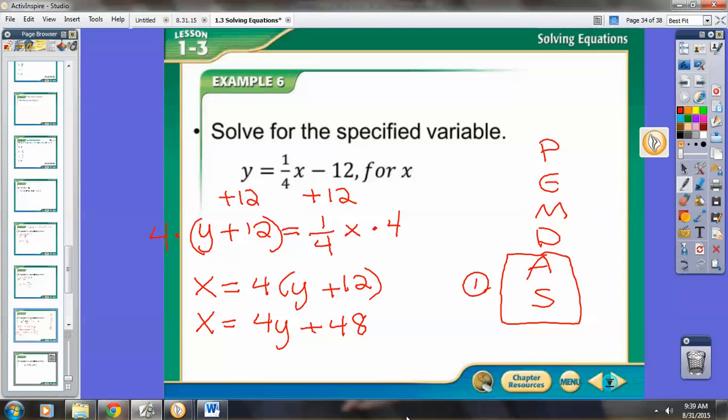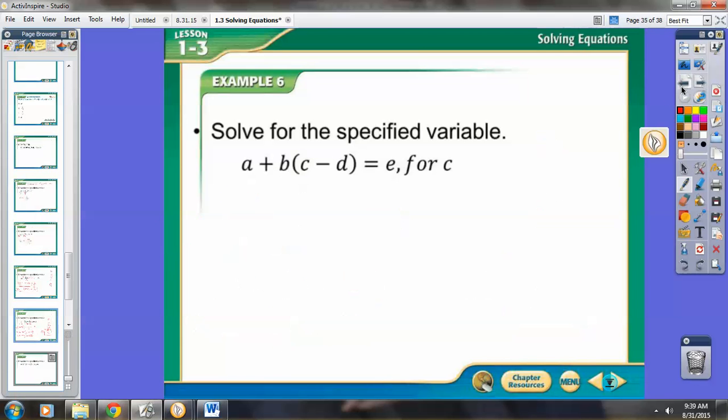I want to do one more with you. Last one here. Copy this example down, please.